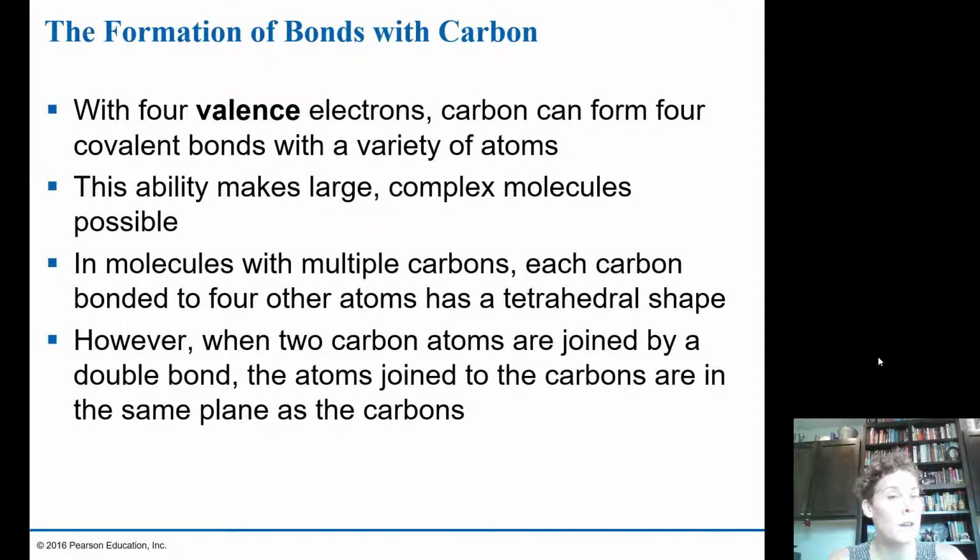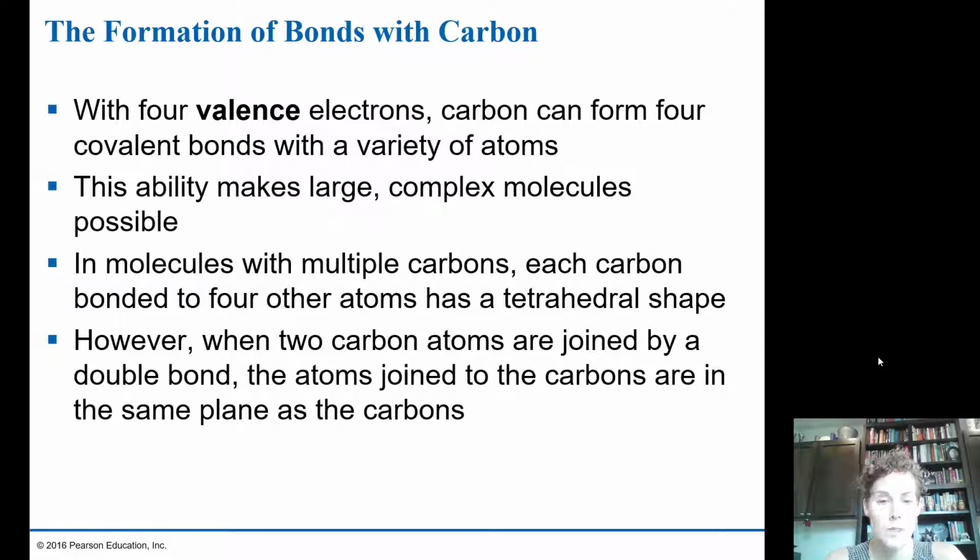If you remember from the chemistry chapter, I think it was chapter 2, carbon has 4 valence electrons, 4 unpaired electrons. And so it can form 4 covalent bonds with a variety of any other atom that's out there. And this ability makes them very, very large. So if one carbon can form 4 covalent bonds, if 2 carbons are connected together, then you can now make it 6, and so on and so on.